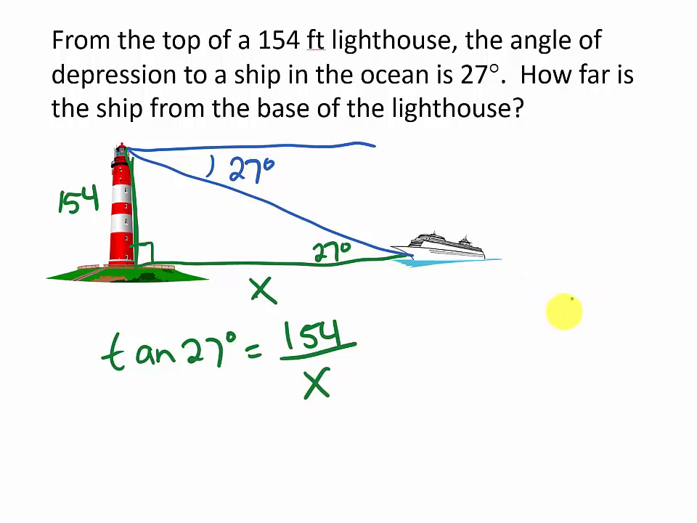Now we're going to solve that for x, so multiply the x over and get the tangent of 27 on the other side, and divide by it. So x is 154 divided by the tangent of 27 degrees, and that's the exact form of how long that side is. It doesn't say here, but we're going to round that. It should have said that, and it does in the homework, to 2 decimal places.